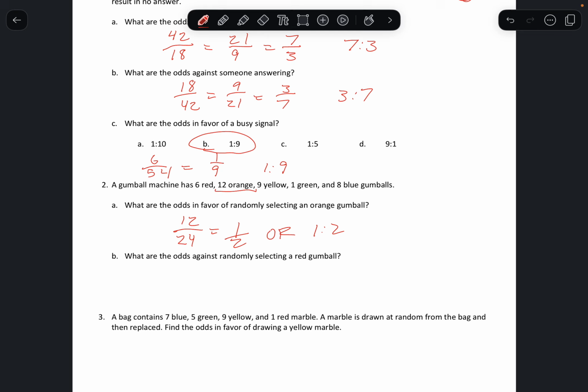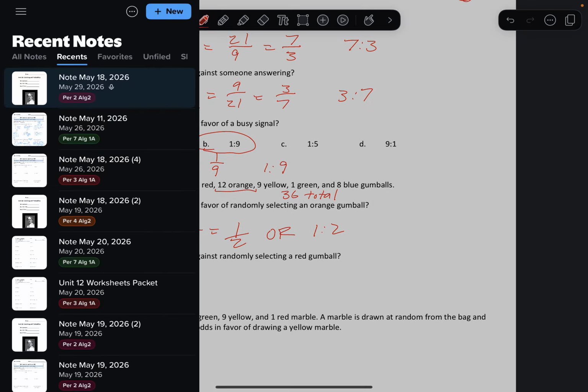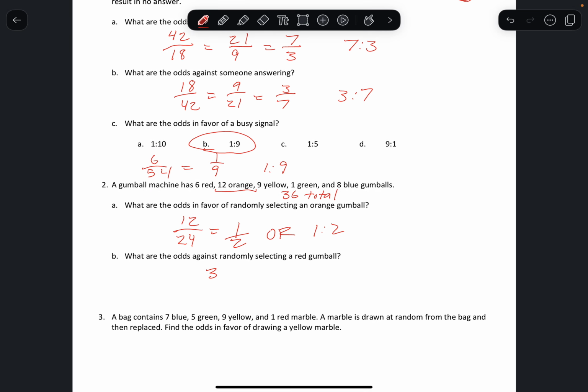Okay, so we have to think about the times that we don't get a red gumball. So there were a total here of 36, right? So how many times did we get a red gumball? We got a red gumball 6 times, which means that we didn't get a red gumball 30 times. Okay, so the odds against would be 30 over the number of times I did get a red gumball, which is 6.